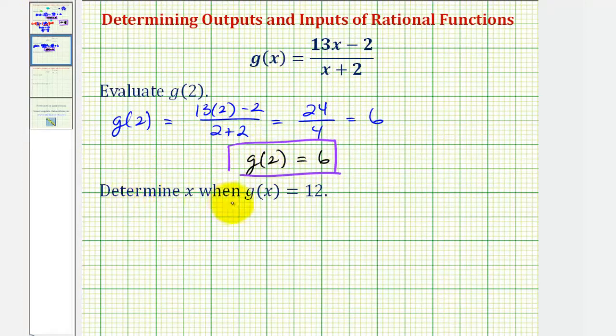Next, we want to determine x when g of x, the output, is 12. So we'll substitute 12 for g of x and solve for x. So we'd have 12 equals the quantity 13x minus 2 divided by the quantity x plus 2. So now we have 2 options. We can form a proportion by putting 12 over 1 and then cross multiplying, or multiply both sides of the equation by x plus 2.